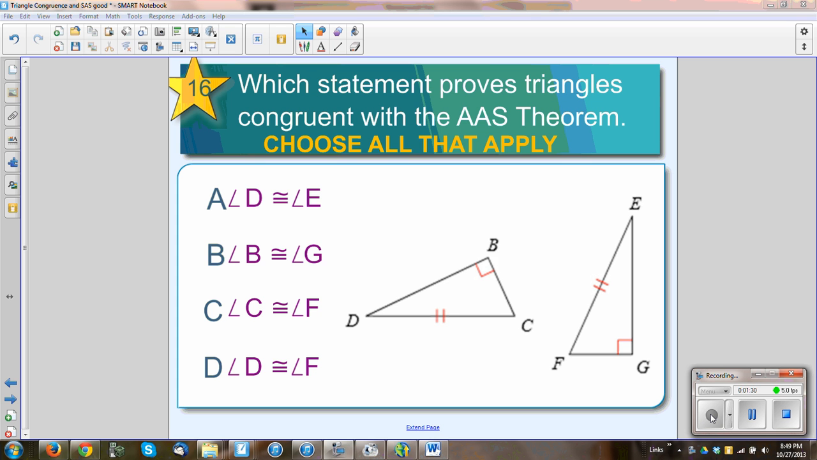Now, given this question, which statement proves the triangles are congruent with the angle-angle-side theorem? And this is going to have more than one answer. So you have to look at the relationship of the theorem, which states that you have two angles and a non-included side. See which ones can apply to this.